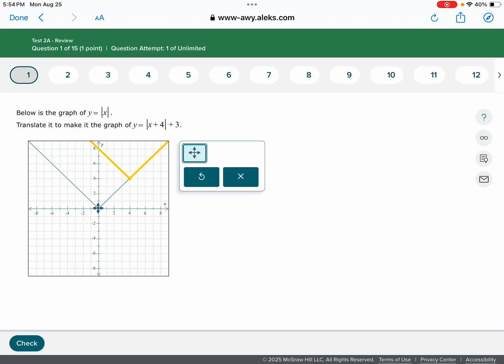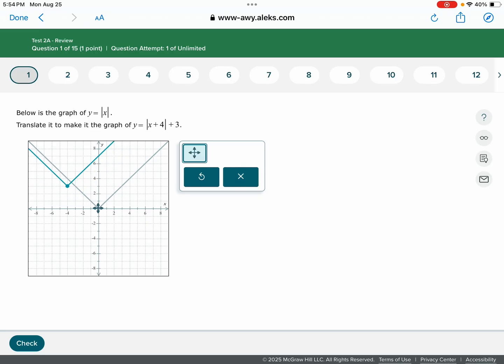Let's read the transformations. Plus 4 on the inside of the absolute value means I need to move it over to the left 4, and the plus 3 on the outside means we move it up 3. So I think right there is where it should be.